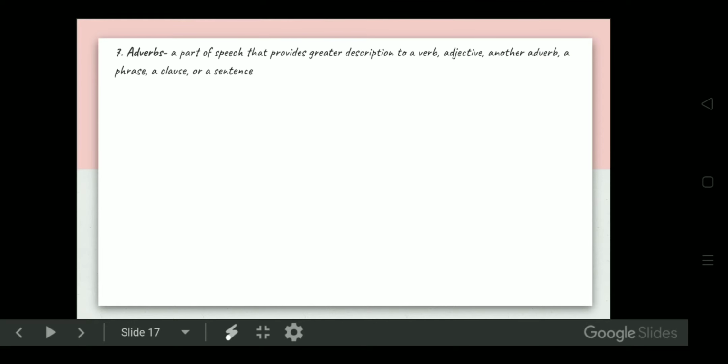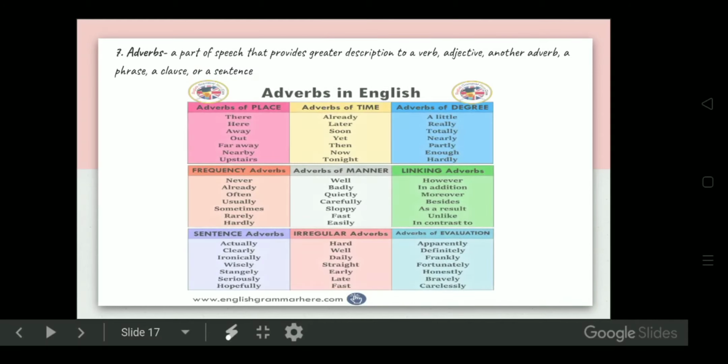Next one, adverbs. What are adverbs? Adverbs are part of speech that provides greater description to a verb. So adjectives describe nouns. Adverbs describe verbs, how an action is done. Okay, so there are many types of adverbs as well. Okay, these are some of them.